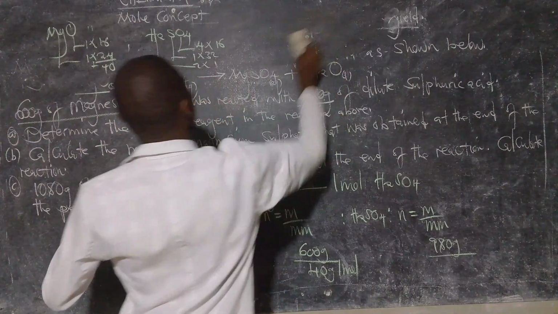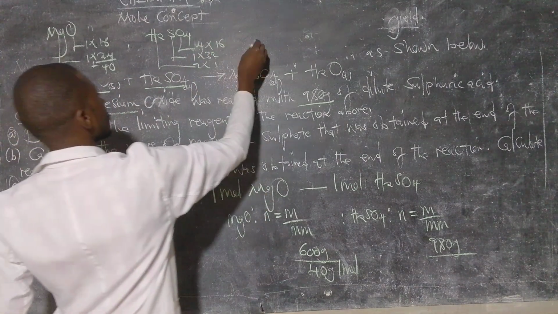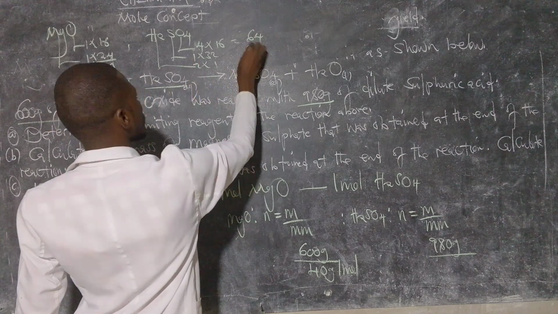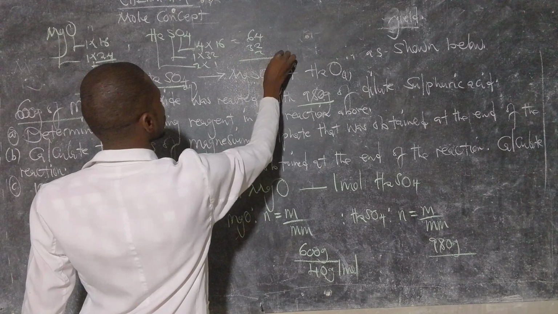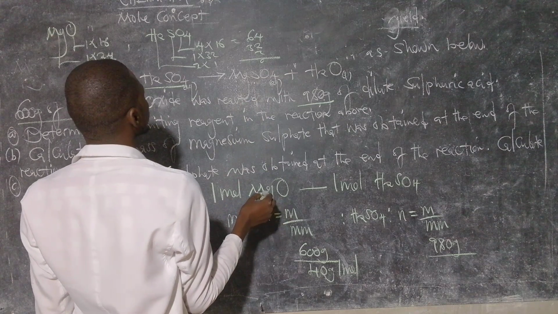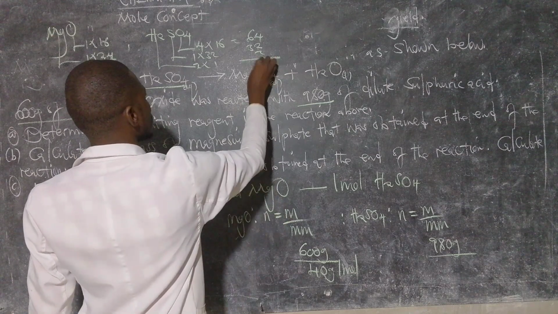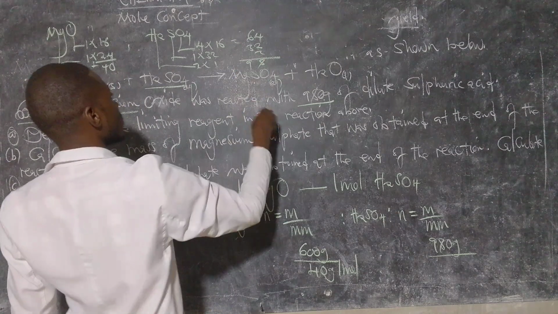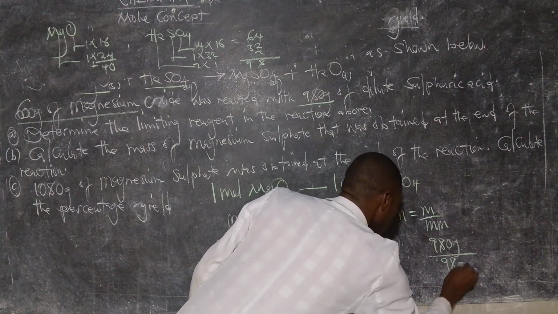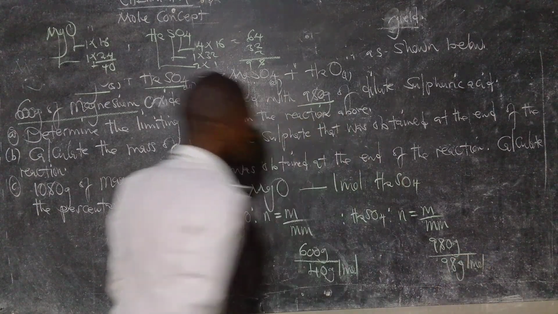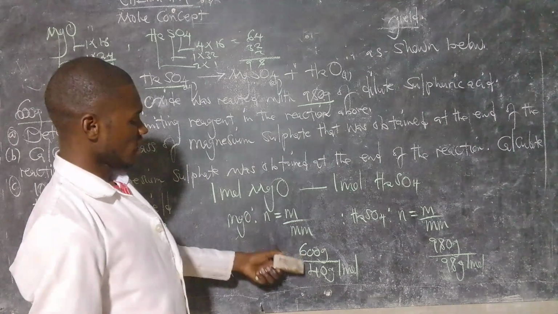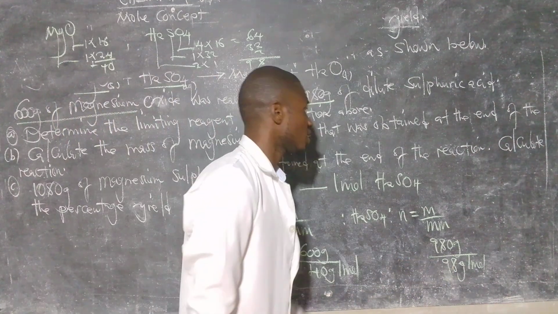If we add this, 16 times 4 gives us 64, then 1 times 32 gives us 32, then 2 times 1 gives us 2. Then we add: we are getting 98. So 98 grams per mole.